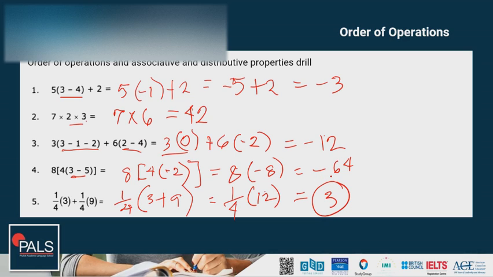Okay, so that's it. So I hope you have learned something from our video about order of operations. Please don't forget to look at the order of operations and the associative and distributive properties.